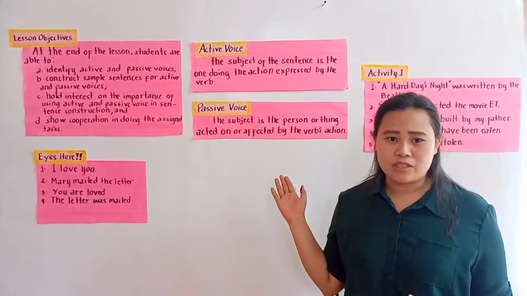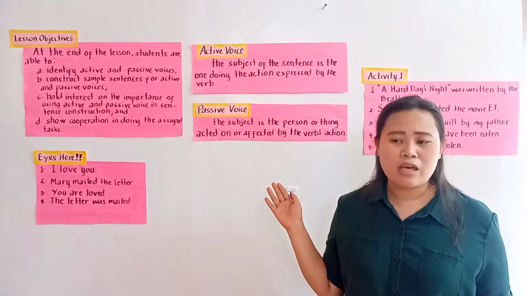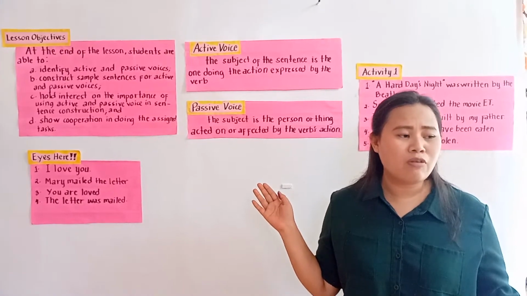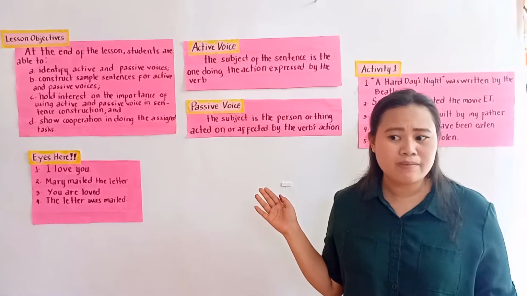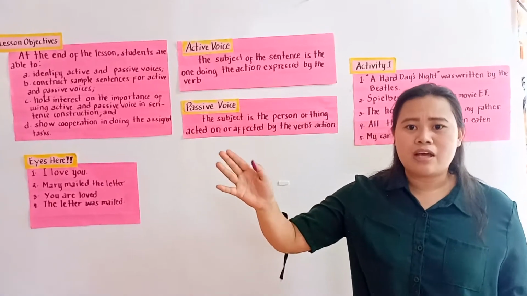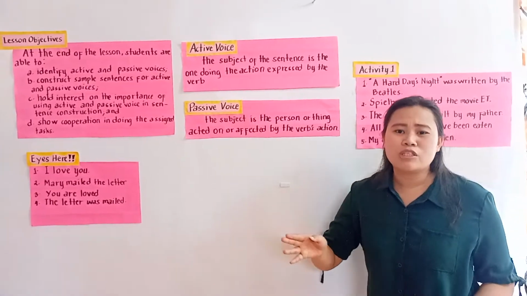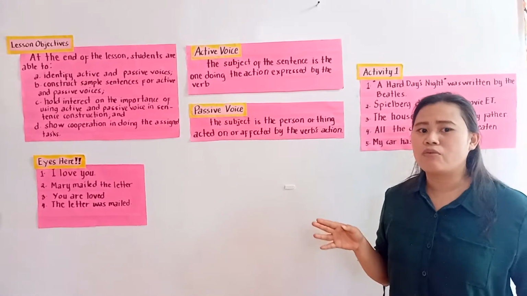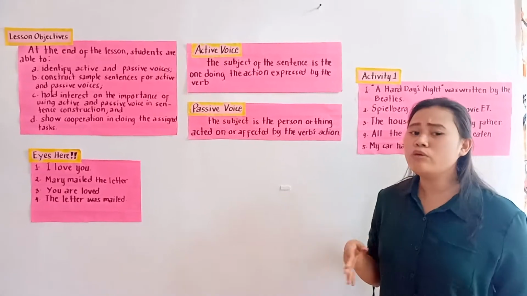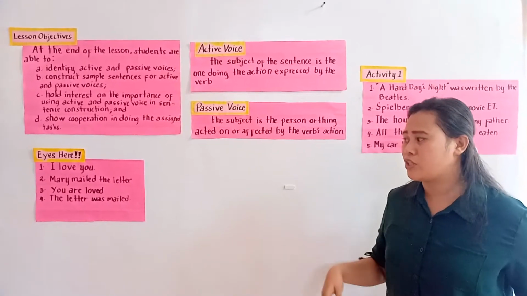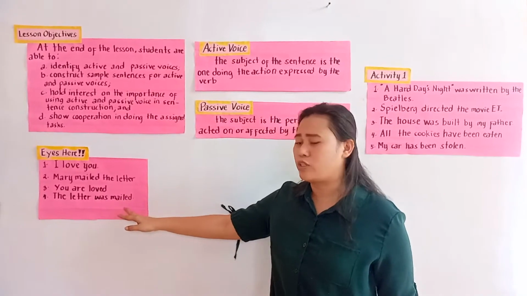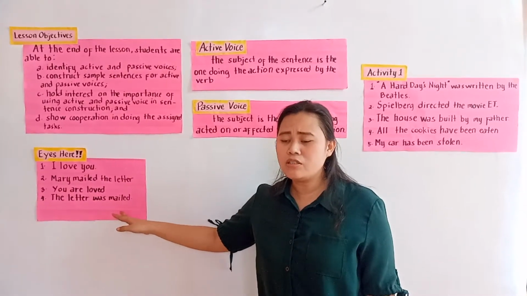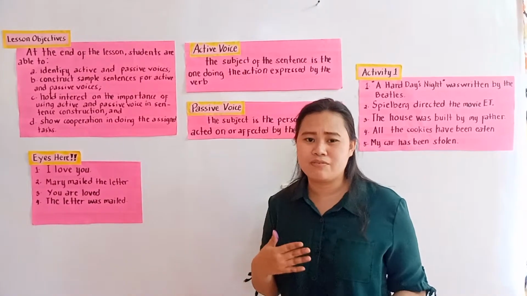How about the passive voice? When do we use it? Can anyone tell me, or did anyone notice when we use passive voice? Yes, very good, Claire. Yes, we use the passive voice if we are not certain of when or who is the doer of the action, just like in sentence 3 and 4. So since we don't know who is the doer of the action, we use the passive voice.